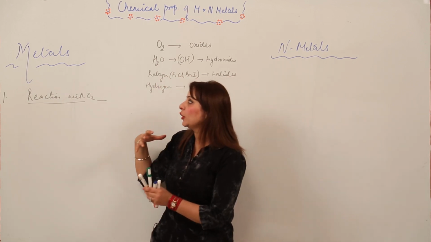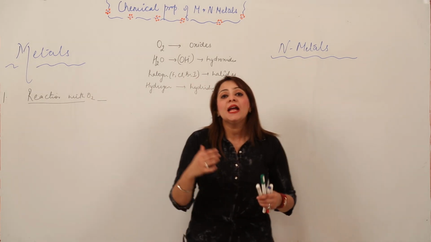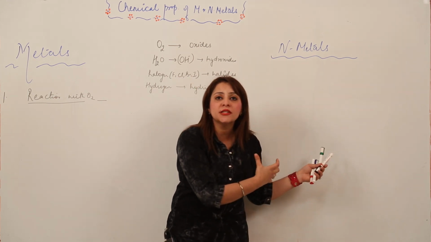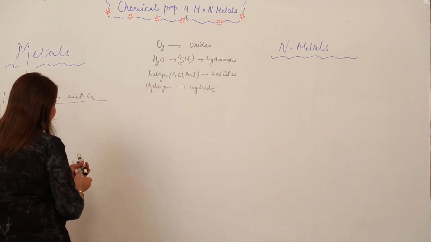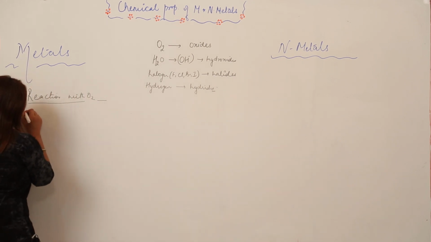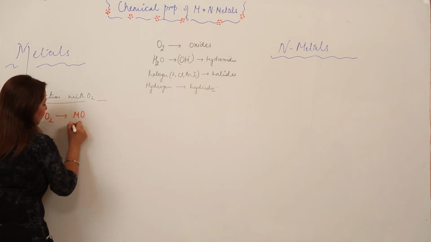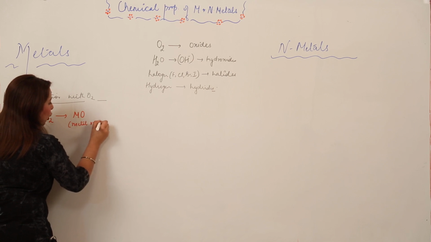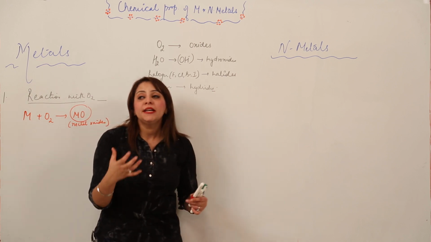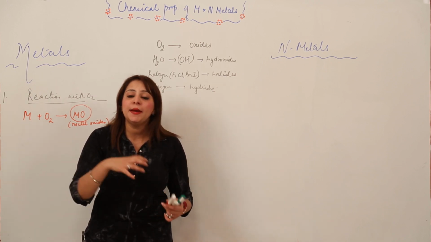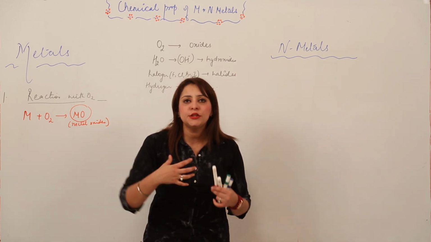So if I am talking about the reaction of metal with oxygen, obviously it will lead to the formation of metal oxide, and the reaction of non-metal with oxygen leads to the formation of non-metal oxide. See, I am writing on the board. When metal reacts with oxygen, it forms metal oxide. The formula for this metal oxide can be MO, M2O3, or M2O, depending upon which metal we are using and what the valency of that metal is.